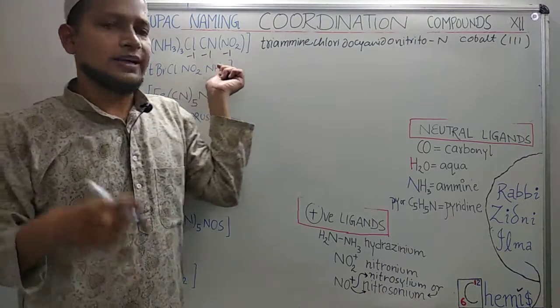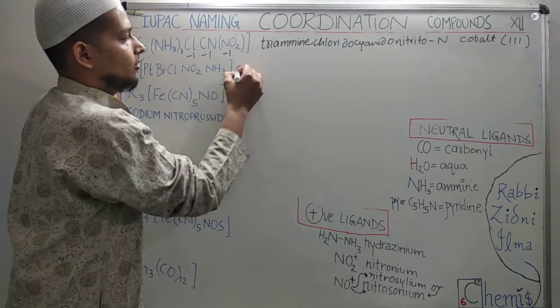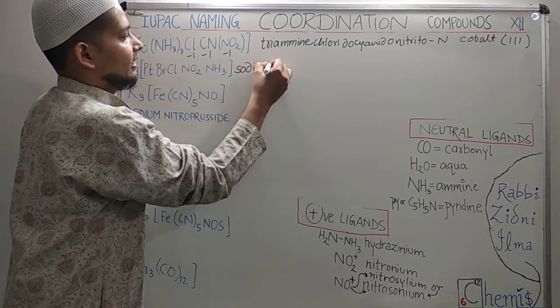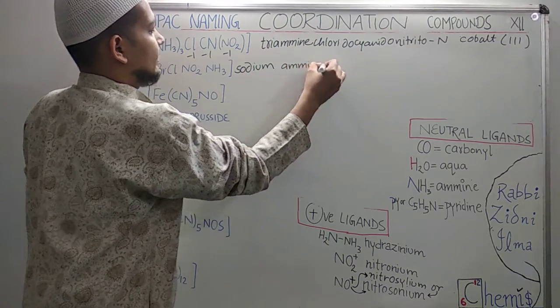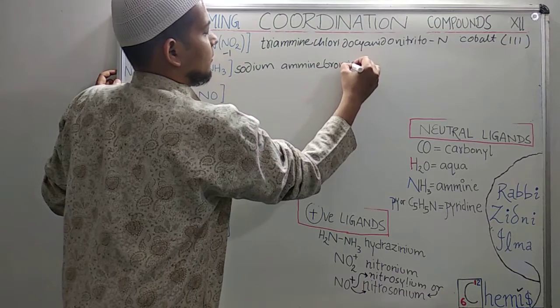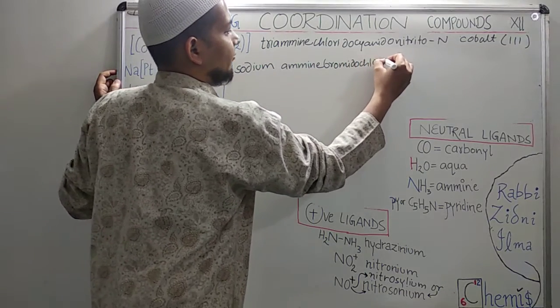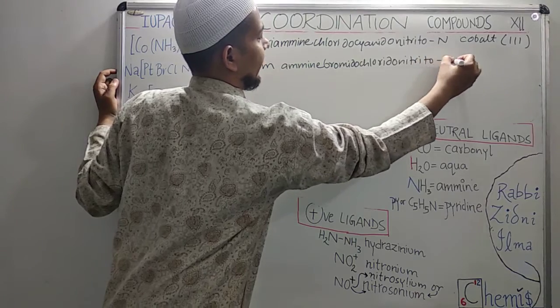Next we have this case. Try to do this by yourself. If you can't, then look here. Sodium first of all, then the next is amine, then next is bromido and chlorido. The leftover is nitrito with the N.